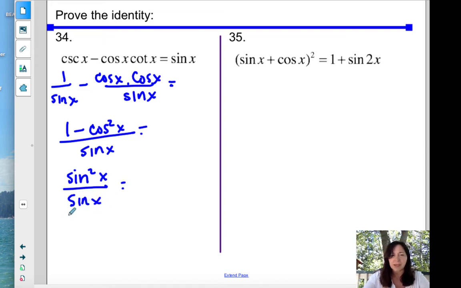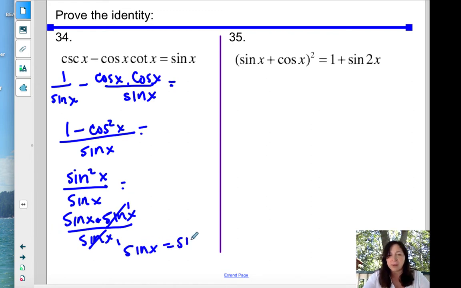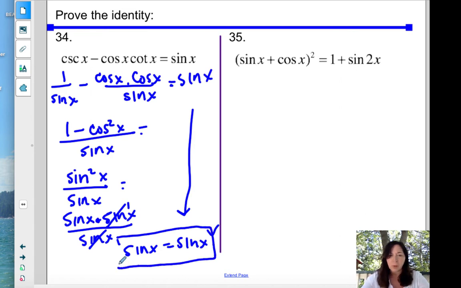This is the same thing as saying sine of x times sine of x over sine of x, of course, and one of these will cancel, right? And so I'm left with sine of x, and does that equal sine of x? Yes, check. This one right here, you would just bring all the way down. And so you do get these to equal.